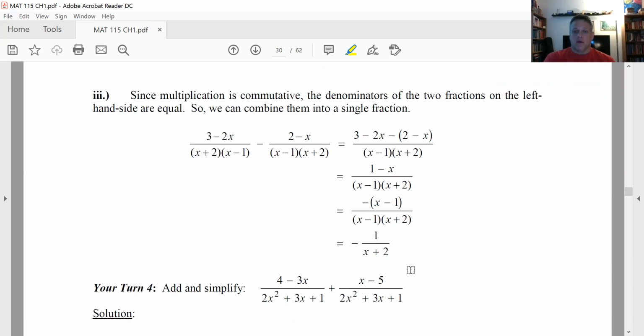Okay. All right, you can try this, your turn, on your own. Again, check yourself afterwards just to make sure you have it down, but it's exactly the same premise as the ones above.